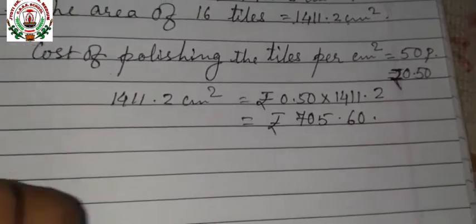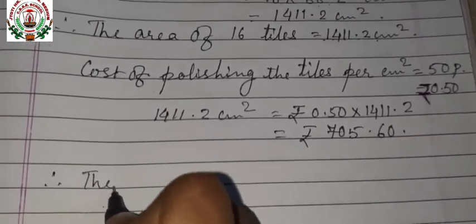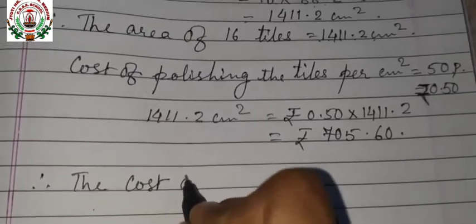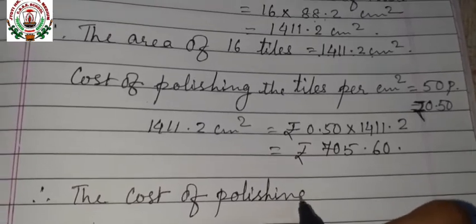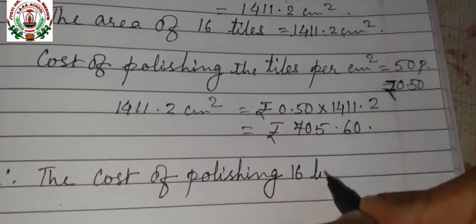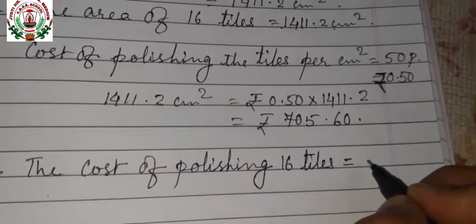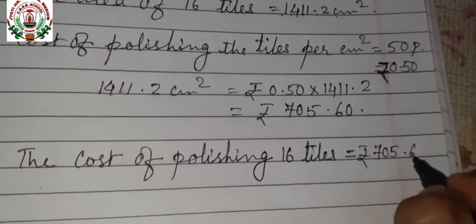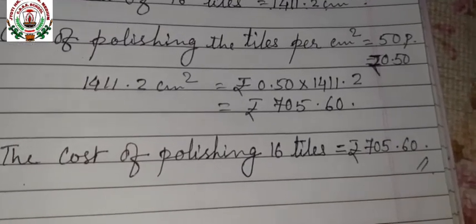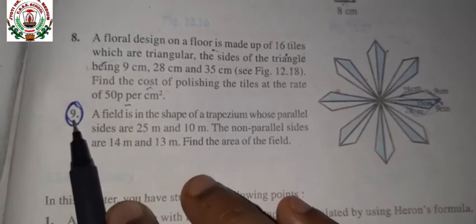705.60. Okay, so therefore you can write, therefore the cost of polishing 16 triangular tiles equals to rupees 705.60. Answer. Yes children, now see question number 9 of 12.2.